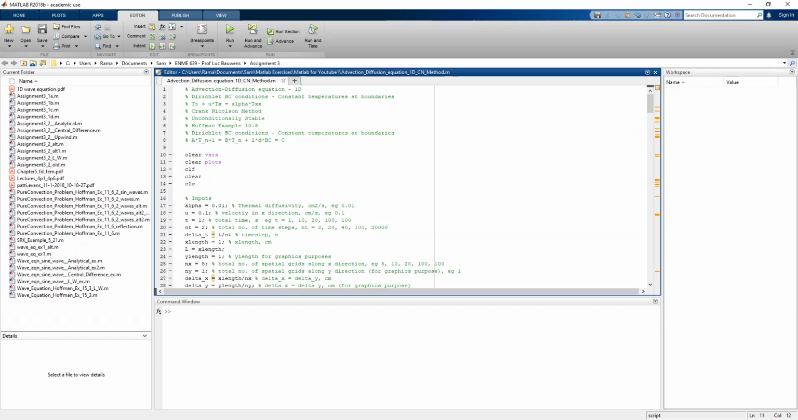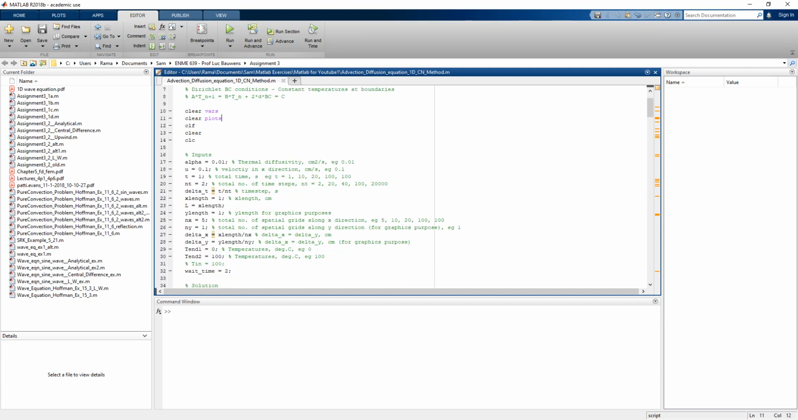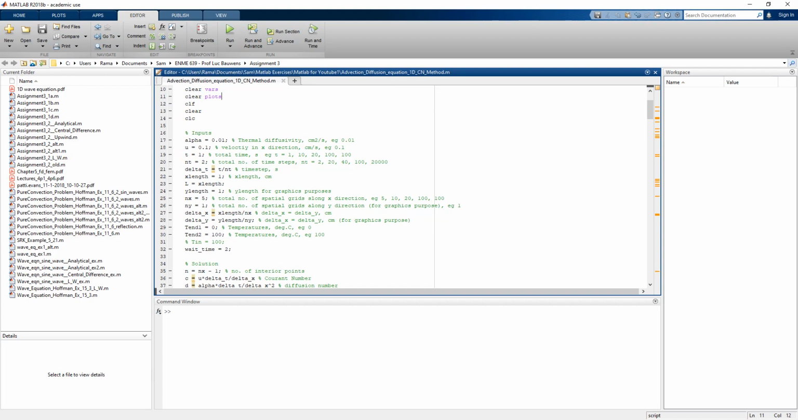So the code for the Crank-Nicolson 1D advection-diffusion equation is written over here. The various parameters are provided here. For the first case, we'll consider total time t as 1 second and number of time steps as 2. So the first time step is at t equals 0.5 second, and the second time step will be t equals 1 second.